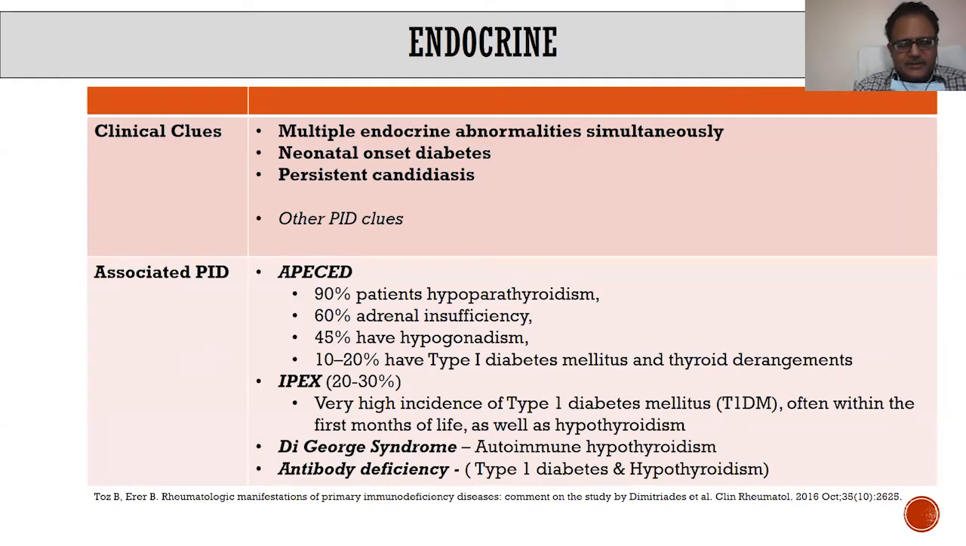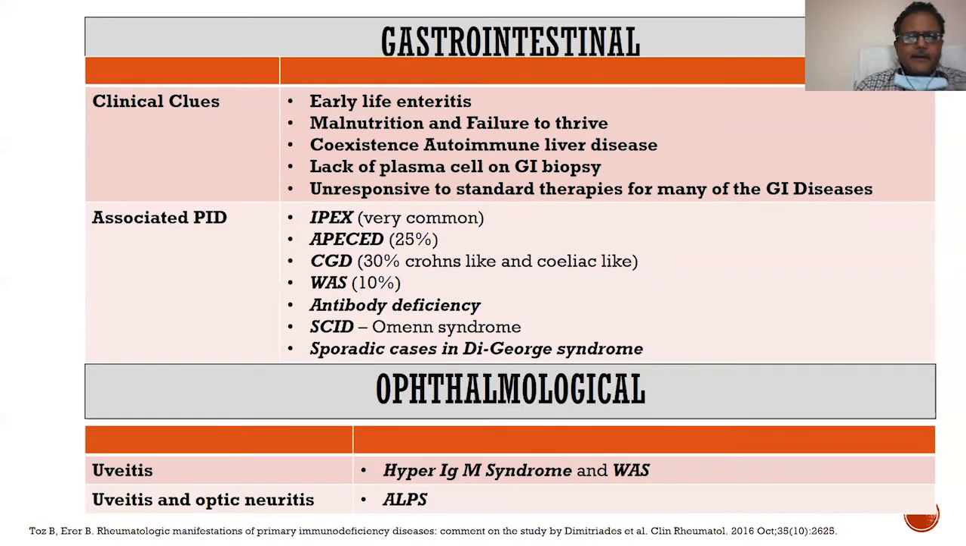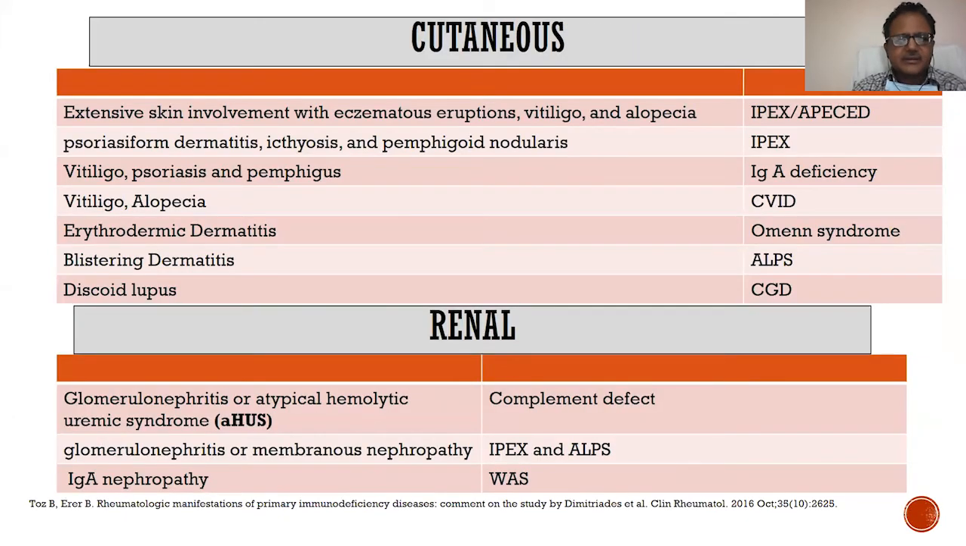Similarly, endocrine disorders are also common. APECED is one disorder where the patient will have hypoparathyroidism, adrenal deficiency, type 1 diabetes, mucocutaneous candidiasis, ectodermal dysplasia. IPEX is another disorder, which is because of a defect of Tregs or FOXP3. There is a mutation in the gene called FOXP3. Similarly, the gastrointestinal features may also be manifestations, I mean, the autoimmunity may be a manifestation of various PIDs, and ophthalmological manifestations may also be there.